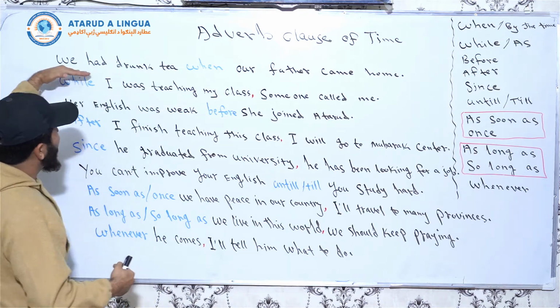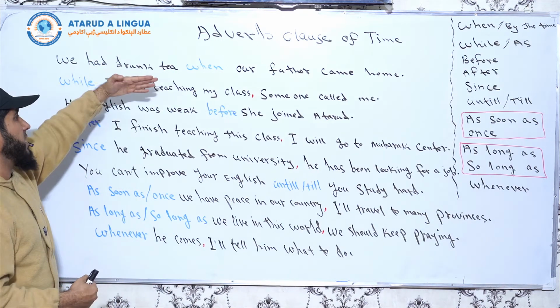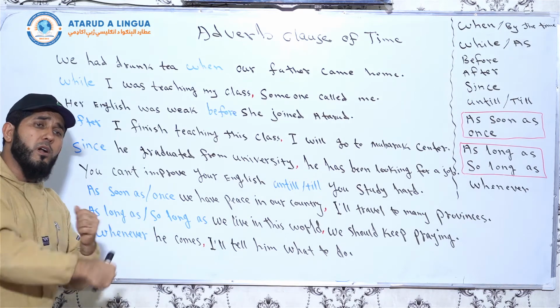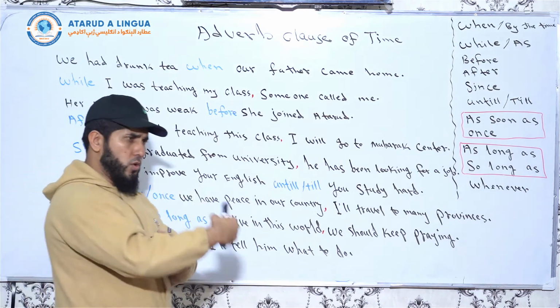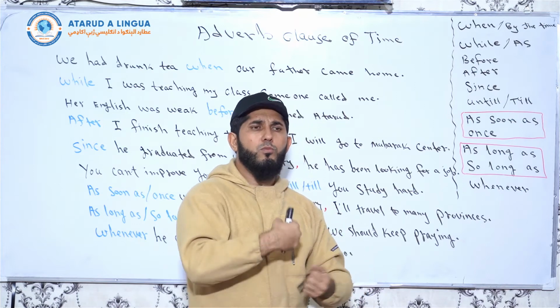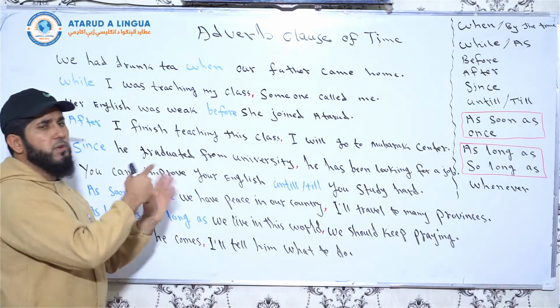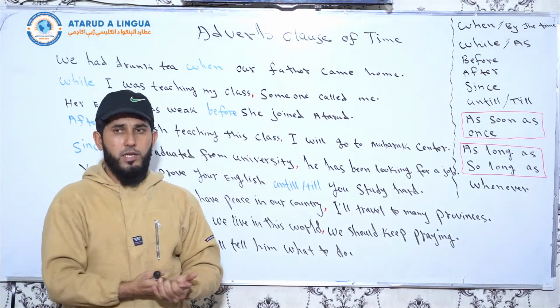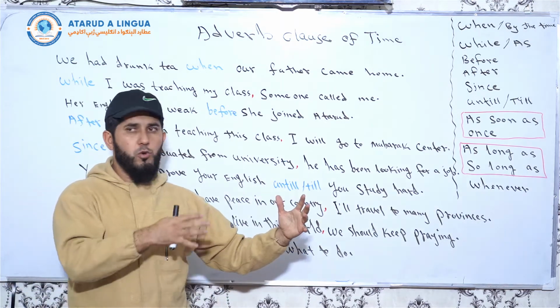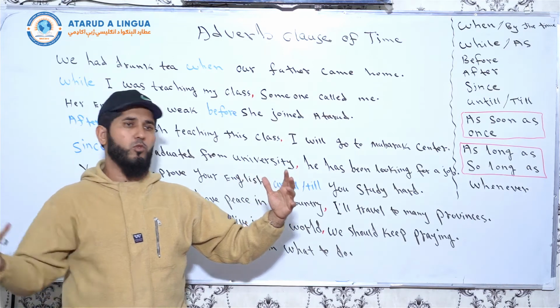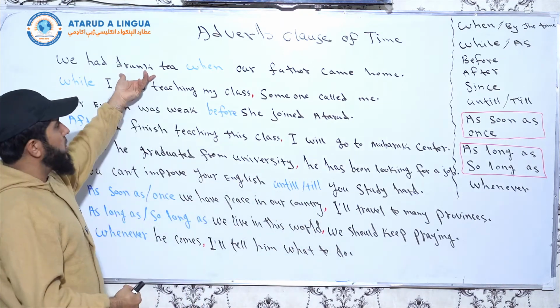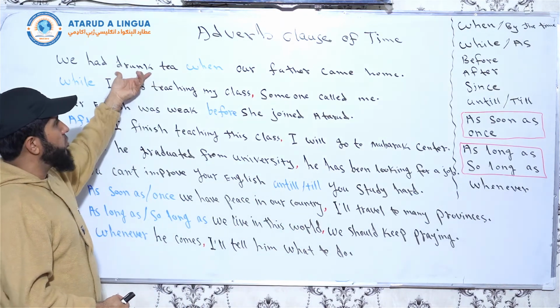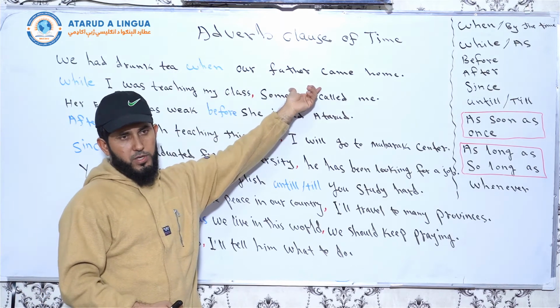So now if you said it this way, we had drunk tea when our father came home, it will be a part of academic English, a part of more formal English. But you can use simple past tense with simple past tense. For example, we drank tea when our father came home. But it will somehow change the meaning. I mean, the concept will be different. Because here is past perfect tense, it means the action was done before the other action took place, okay?